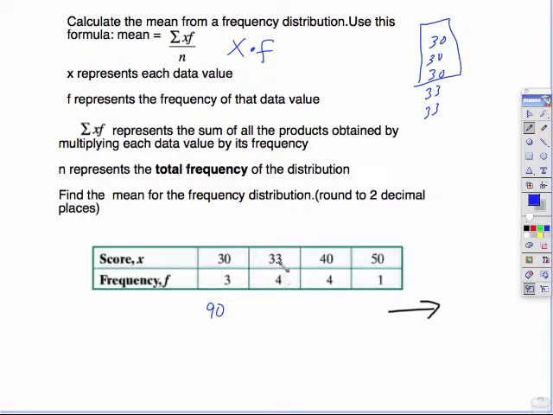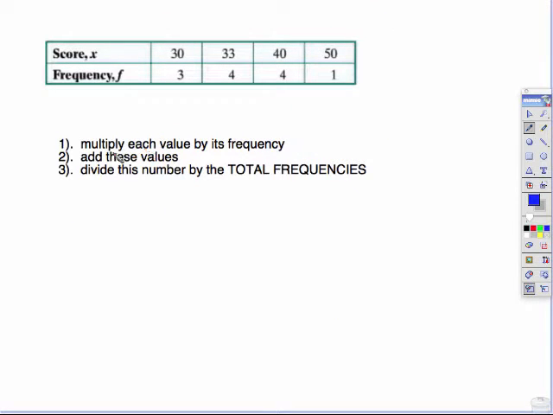So then do 33 times 4, which is 132. Do 4 times 40, which is 160. Do 50 times 1, which is 50, and then add all of those up. So that's what all of this symbol stuff is saying, that we are going to multiply the score times its frequency. And the symbols might be a little confusing to you, so let's take a look at this in just regular words. 3 steps.